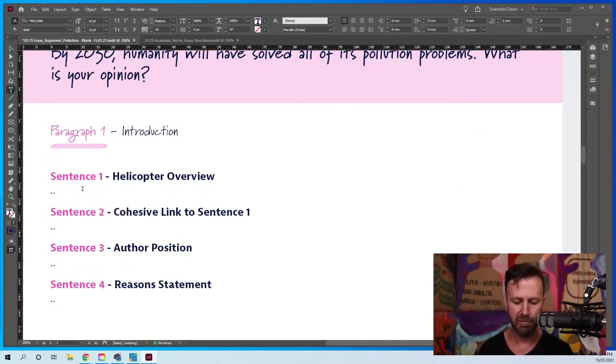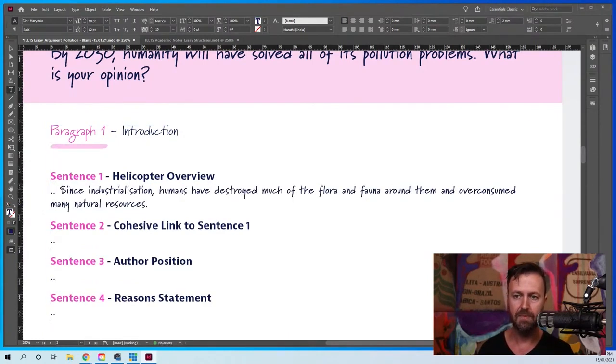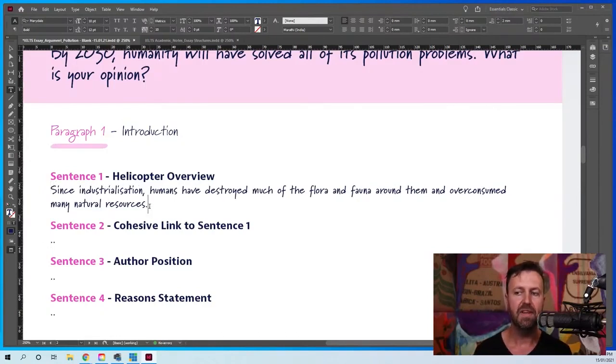I'm just going to make that blue so it's a bit clearer. There we go. So, since industrialization, humans have destroyed much of the flora and fauna around them and overconsumed many natural resources. This is a bit of a picture of humanity so far. So, what you'll notice is a couple of things I want to point out here.